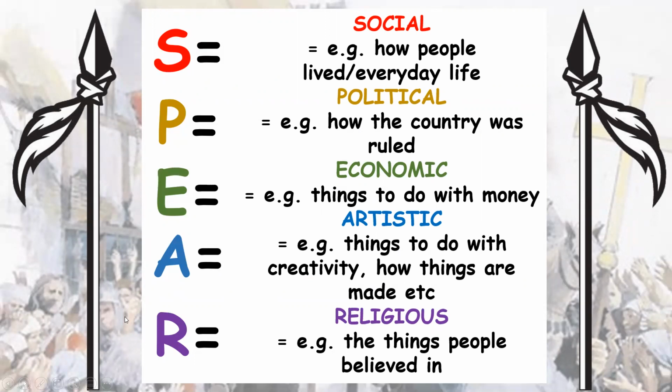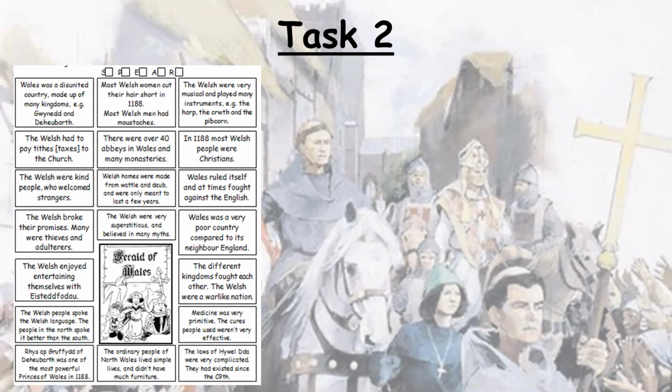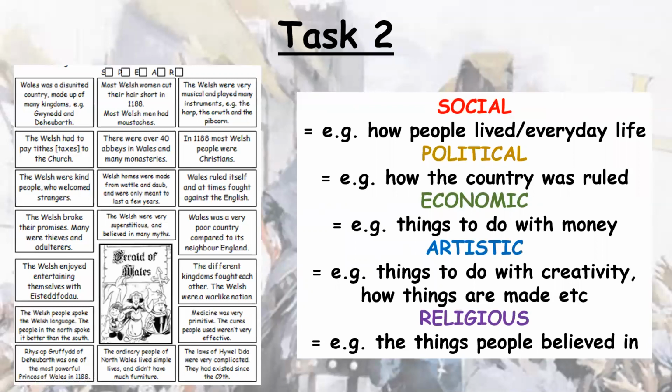So task two, these are all quotes and things that Gerald had said in his book about Wales and the people of Wales. So a reminder on the right hand side here is what those SPHERE letters stand for and mean. And your task for this is I want you to color code, as you can see at the top of the sheet, the letters there with a box of them. I would like you to insert five different colors there and then color code each of these things that Gerald has said, depending on whether they are social, political, economic, artistic, or religious.